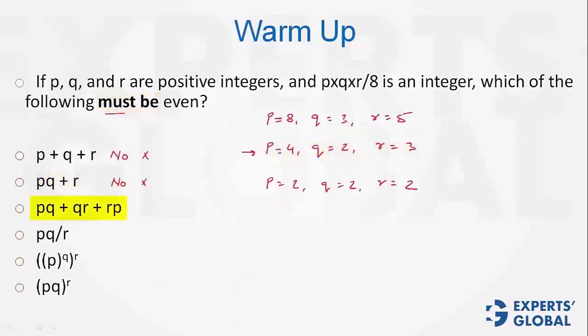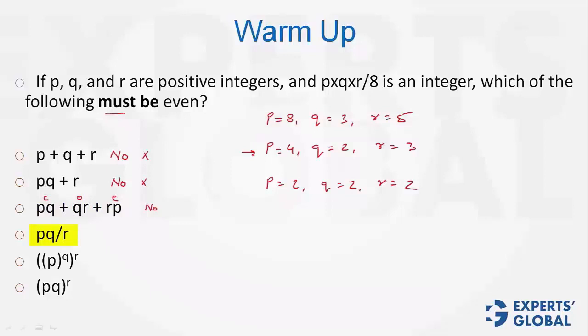In case of this sum, a case where only one of them is even, see this case, p times q would be even, p times r would be even, but q times r would be odd. Overall, even plus even would be odd. So we can say no for this choice as well.